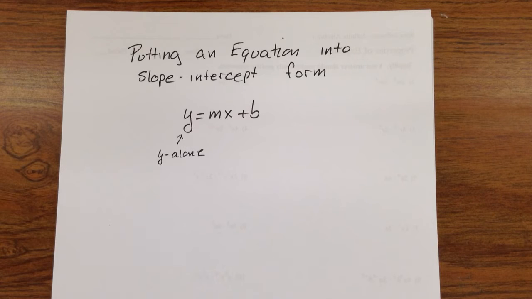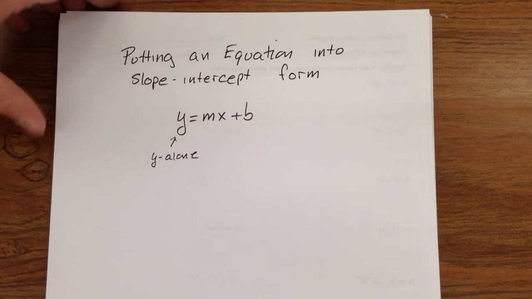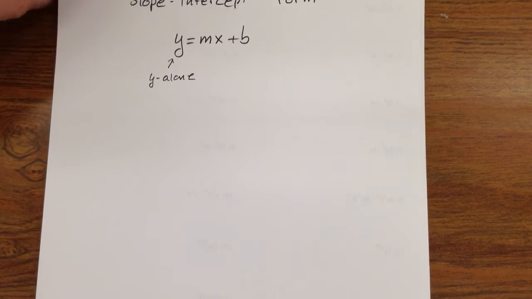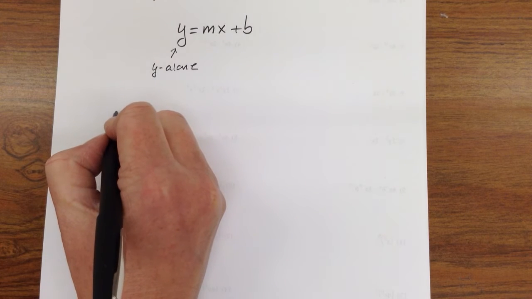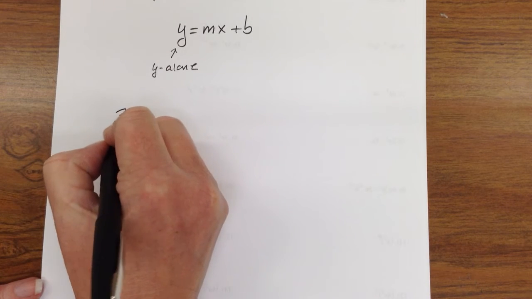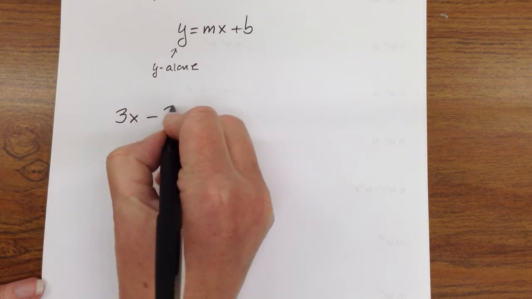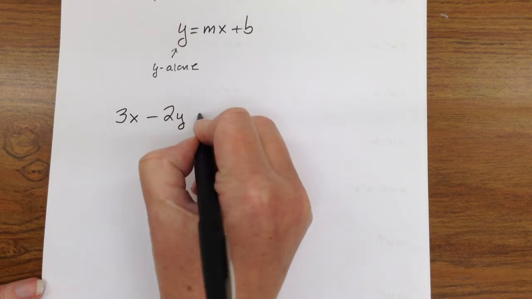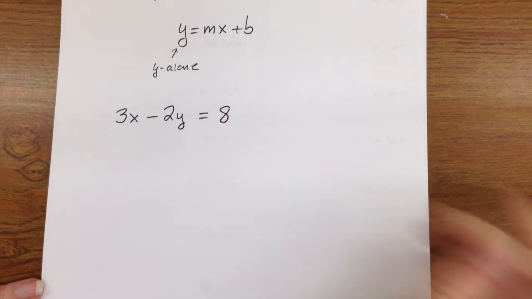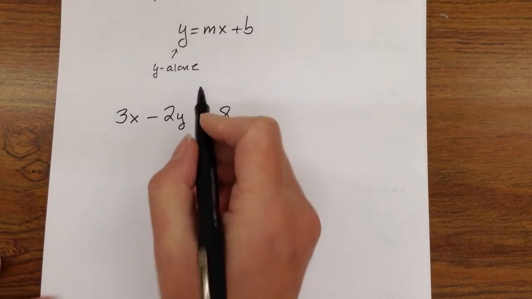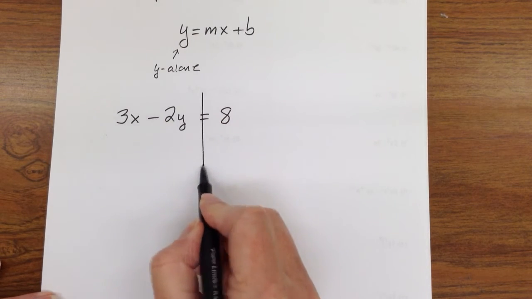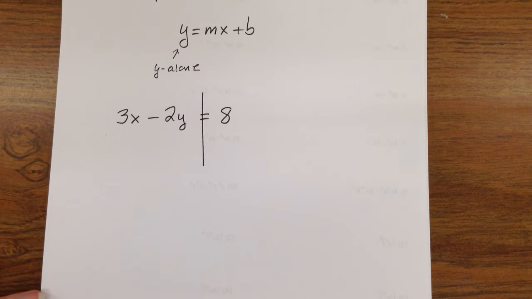All right, let's do a couple examples, shall we? Here's our first one. So let's suppose we have the equation 3x minus 2y equals 8. When I look at this equation, the y is not alone. Not even close. The y is not by itself. So we need to get that y alone. How do we do that?